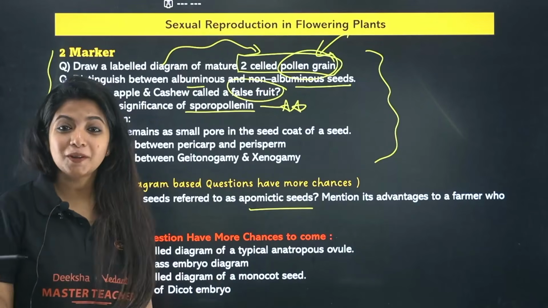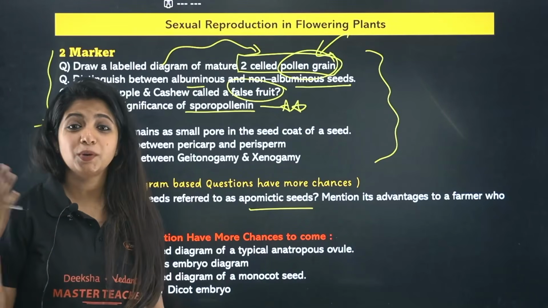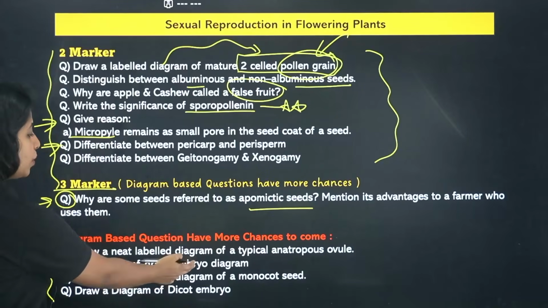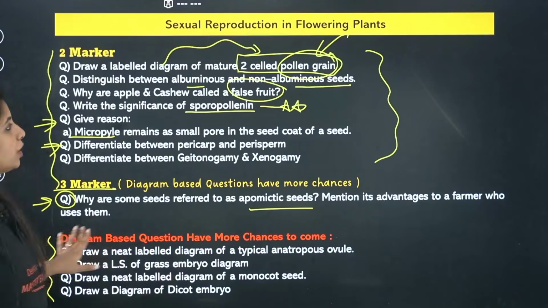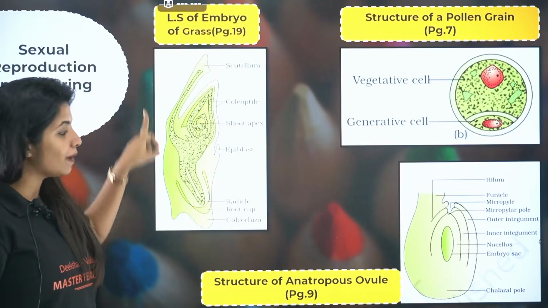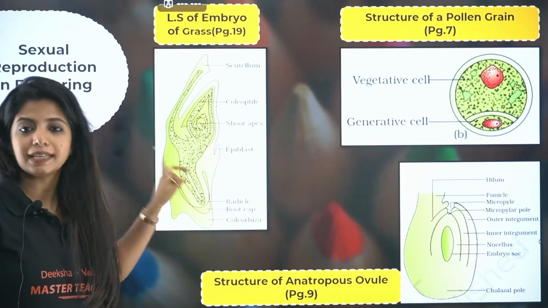What is grass embryo, ma'am? We have studied about dicot and monocot. I do not know what is grass. Baba, grass is monocot only. So you have been asked about what? You have been asked about diagram of monocot embryo. How does it look? This is how it looks. Okay, page number 19, you have this particular picture. You have to draw this and practice this.